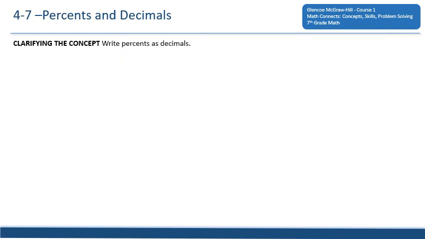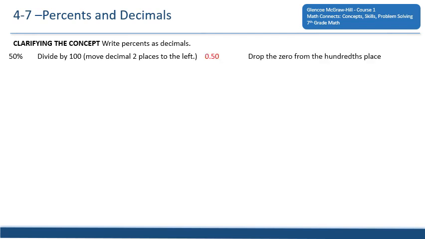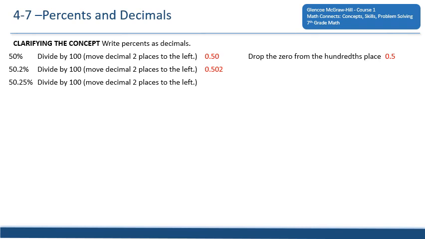Write the percents as decimals. 50%. So if we divide by 100, we move the decimal point 2 places to the left. So we get 0.5. Drop the 0 from the hundredths place, 0.5. We have 50.2%. We divide by 100. So we move the decimal 2 places to the left, and we get 0.502. 50.25%. Divide by 100, move the decimal 2 places to the left, and we get 0.5025.